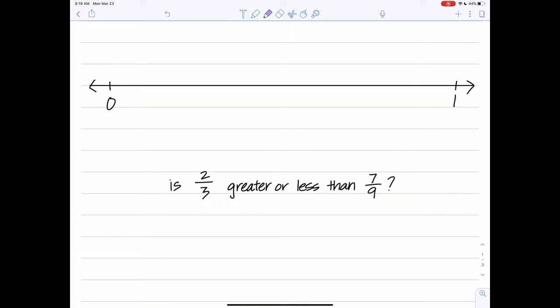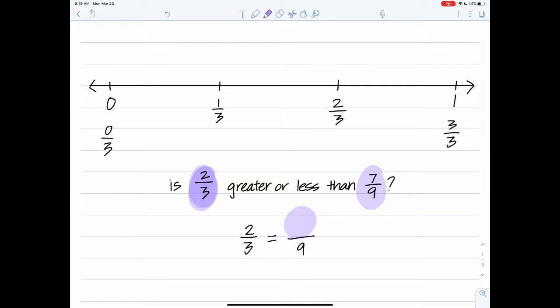Now we're going to find out, is 2/3 greater or less than 7/9? So the first thing I'm going to do is mark my thirds on my number line. So I know I have 1/3 there and 2/3 there, because 0/3 and 3/3 split my entire number line into thirds. Then what I have to do is find out a way to get my 2/3 into ninths. So 2/3 is equal to how many ninths?